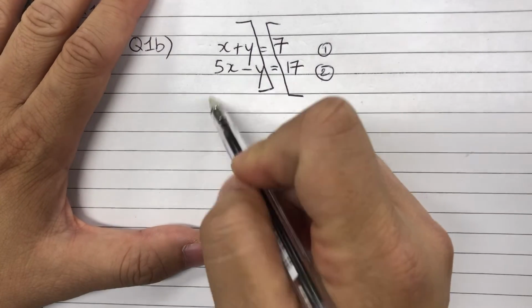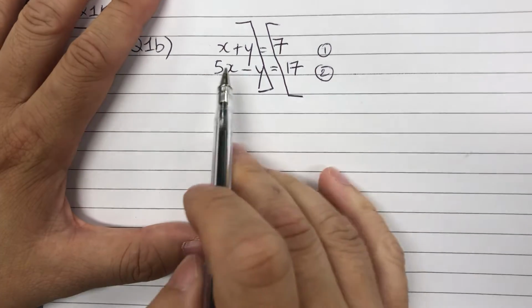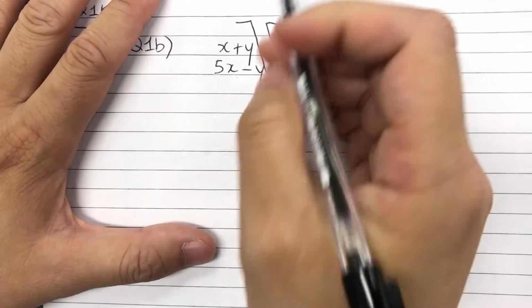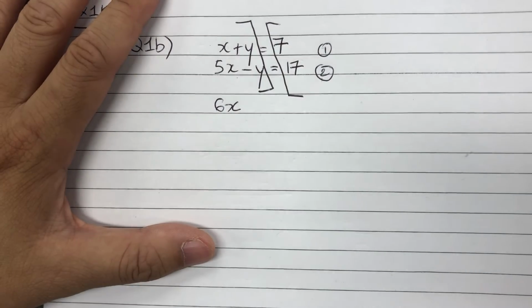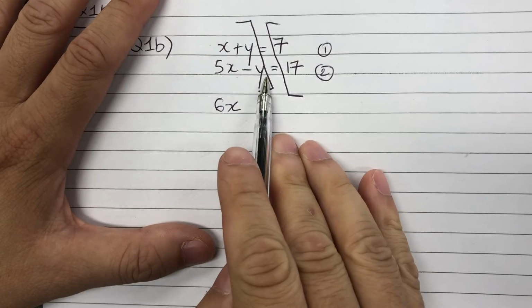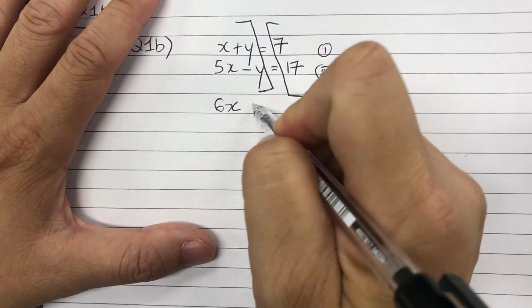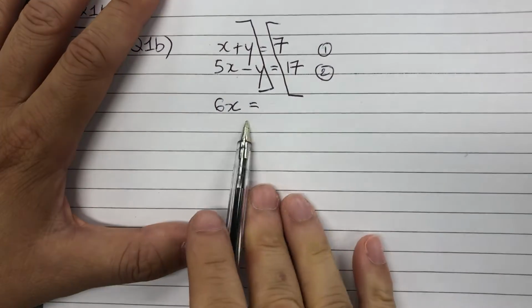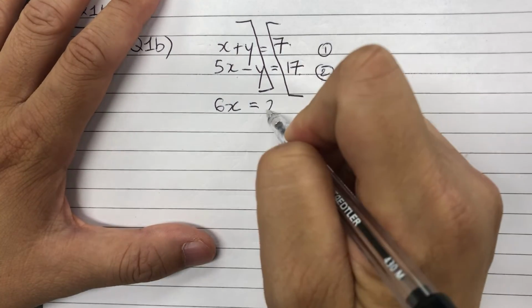So let's add the left-hand side. I can add the x to the 5x, which gives me 6x. I can add the y to the minus y, that gives me 0. So I'll write nothing. On the right-hand side of the equation, 7 plus 17 is 24.